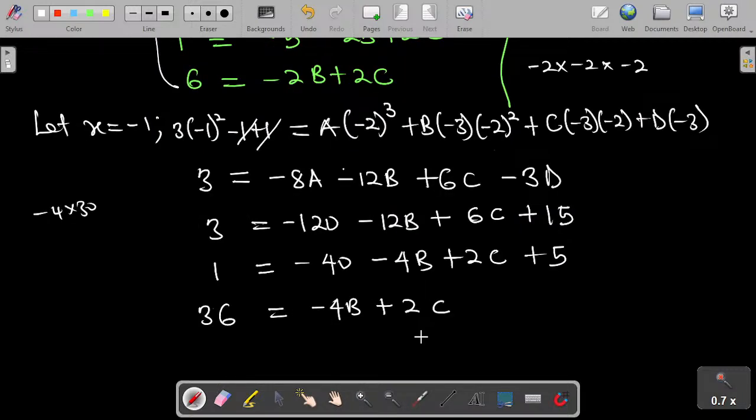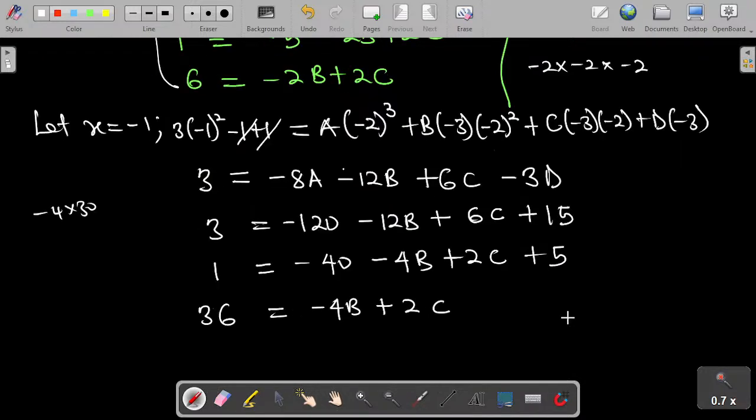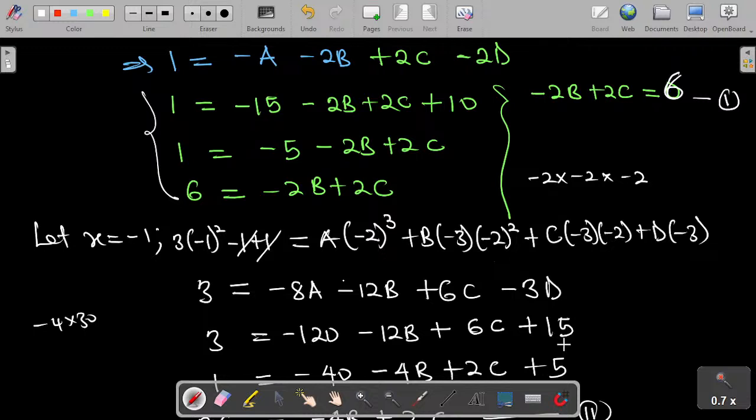And why did I choose to leave it like this? Because I'm also seeing 2c in equation 1, so that we can eliminate those 2. So we can call this equation 2. And so we can solve the 2 of them simultaneously to get our ABC.